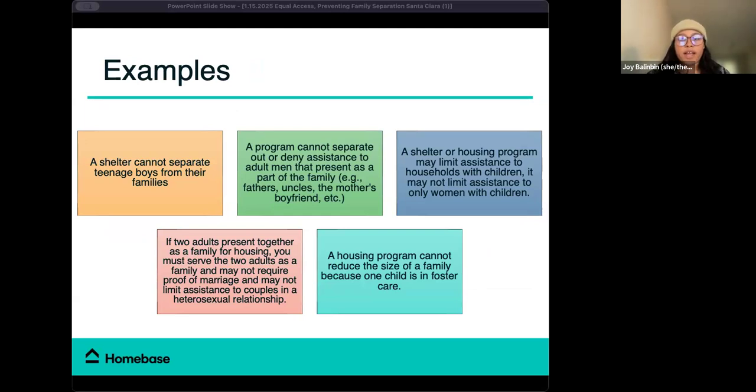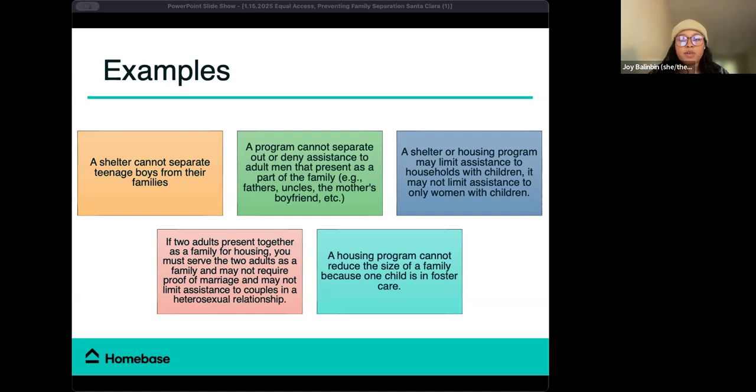A shelter or housing program may limit assistance to households with children, but it can't limit assistance to only women with children. If two adults present together as a family for housing, you must serve the two adults as a family. And you can't require anything like proof of marriage or limit assistance to couples in a heterosexual relationship. That would be a direct violation of the family definition and the equal access rule.